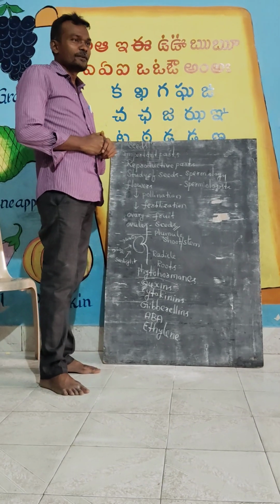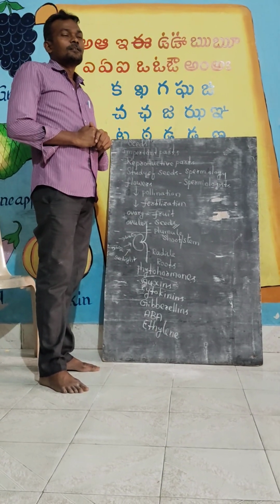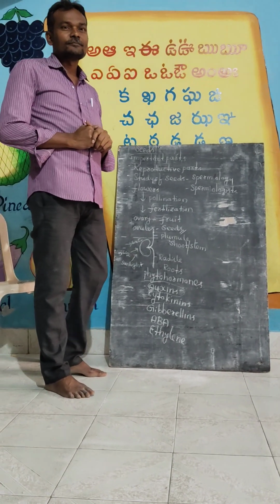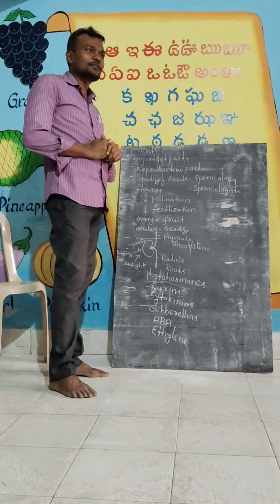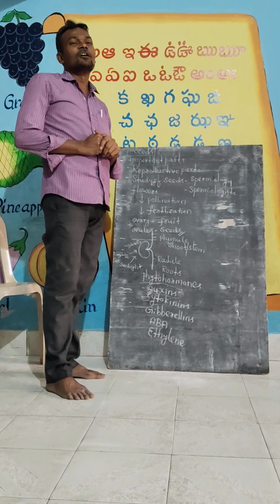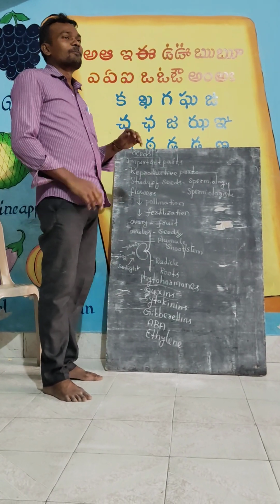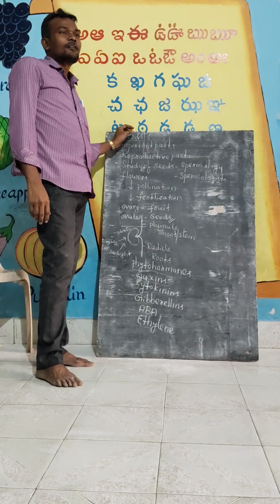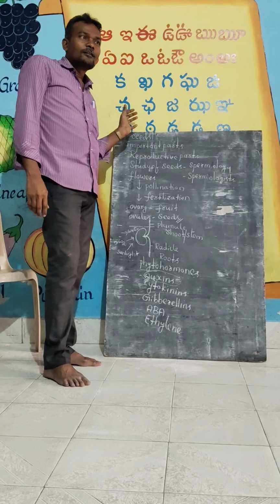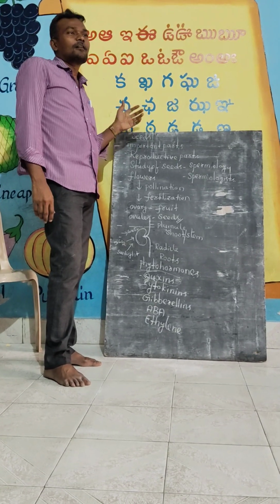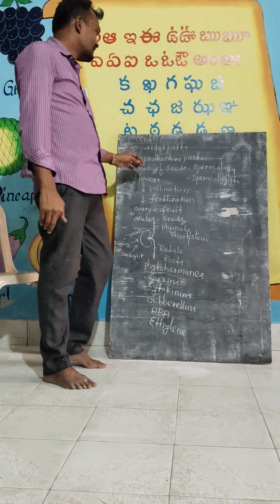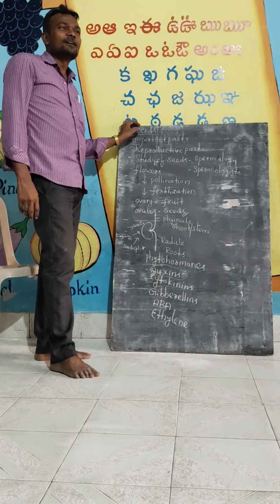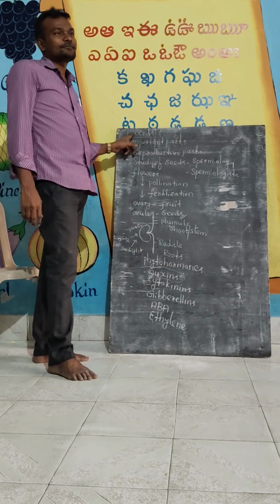So many plants are present. Out of the plants, some of the plants are developing flowers, some of the plants are not developing flowers. The plants that develop flowers are called flowering plants. So almost all flowering plants develop a kind of part of the plant called seeds.